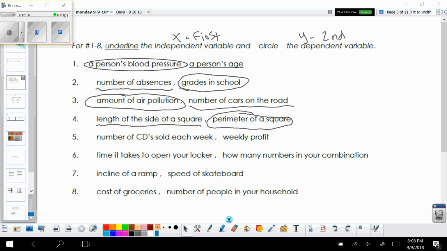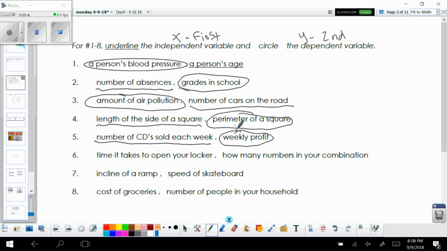So the number of CDs sold each week depends on the weekly profit. So do you find out your profit before you sell? Or do you sell your CDs, then figure out your profit? Which the second one is true. You'll sell CDs and then you'll account for whatever your profit is. So what comes first is our independent. Independent we're underlining. And what's second, our profit, what's dependent, is circled.